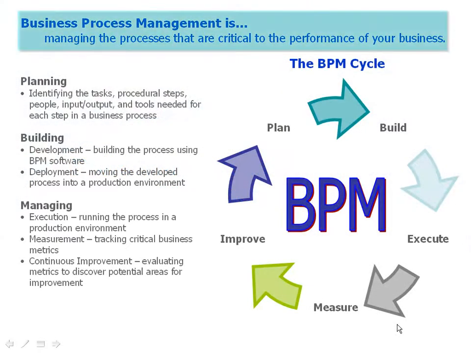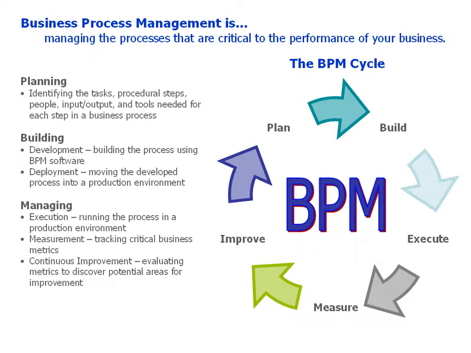The practice of business process management is managing the processes that are critical to the performance of a business, which includes identifying processes and making them as efficient as possible. There are three parts to it: planning, building, and managing. Planning a process consists of identifying the tasks, procedural steps, people involved, the input-output, and the tools needed for each part of a business process.